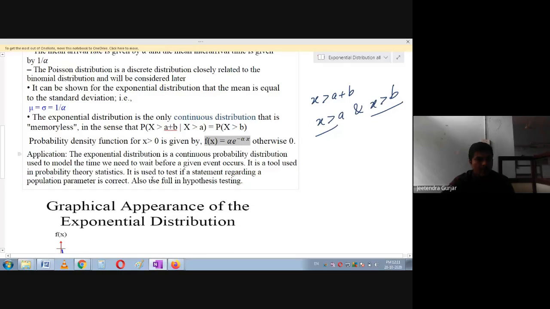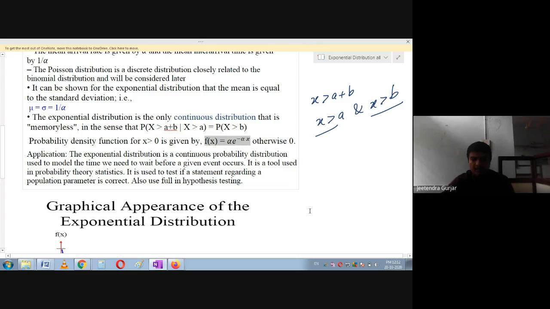Just to note another application I have quoted: the exponential distribution is a continuous probability distribution used to model the time we need to wait before a given event occurs. It is a tool used in probability theory and statistics. This distribution is very, very important in statistics also. It is used to test if a statement regarding a population parameter is correct. Yes, very important statement.